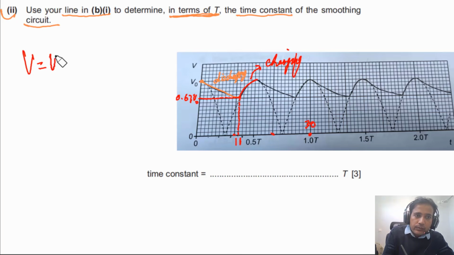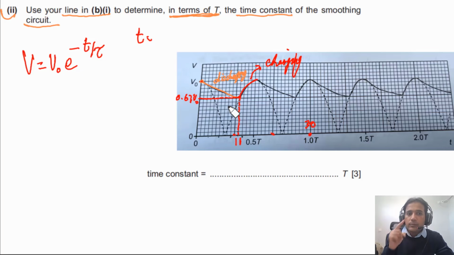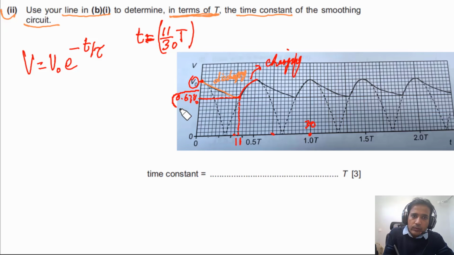V is equal to V naught e to the power of minus t over tau. So what is the t here? Time taken from here to here. We can write this in terms of time period. So time period is equal to 30 small squares, and here we have 11, so it simply means that this is 11 by 30 of time period. So this is the time taken from V naught to 0.67 V naught. So this time is t.